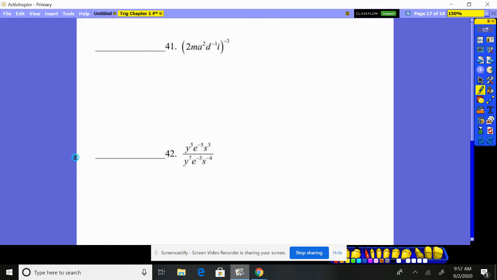All right, let's pick up here on 41. It's this whole thing to the negative third power, this whole bit right here. Well, what I want to do is I want to clean up the inside before I mess with the outside. So what is this on the inside?